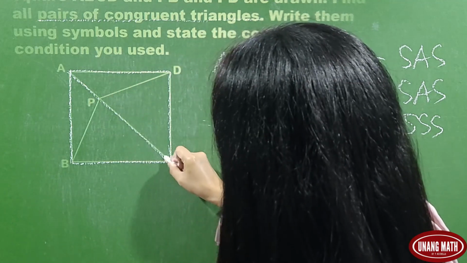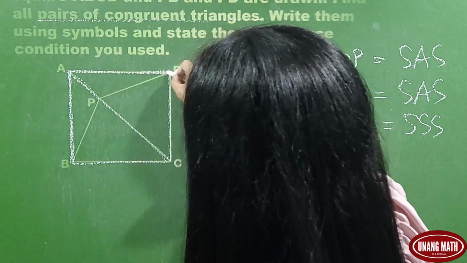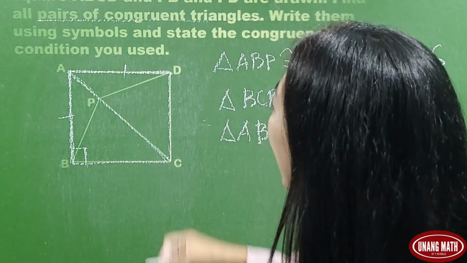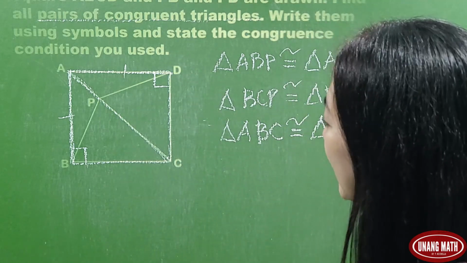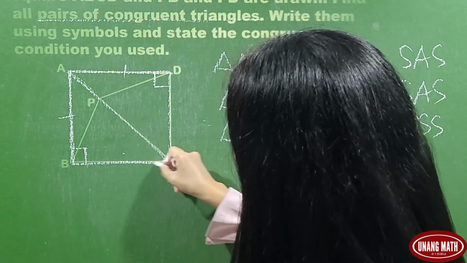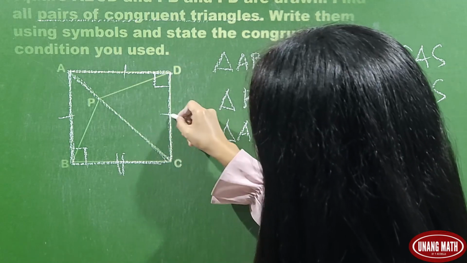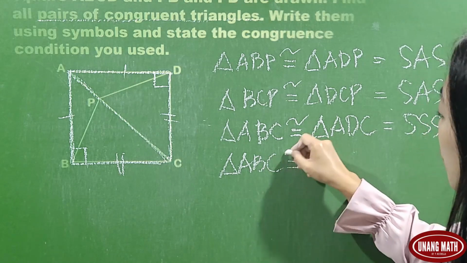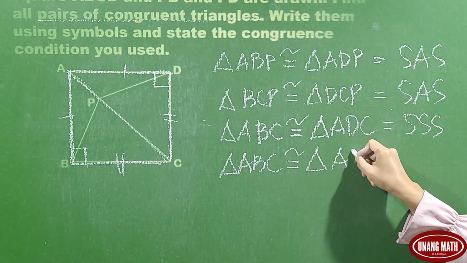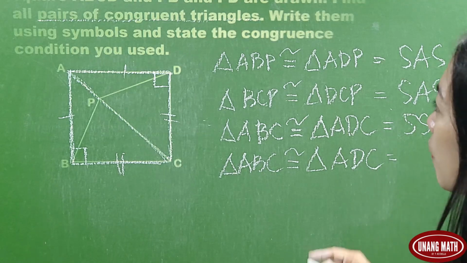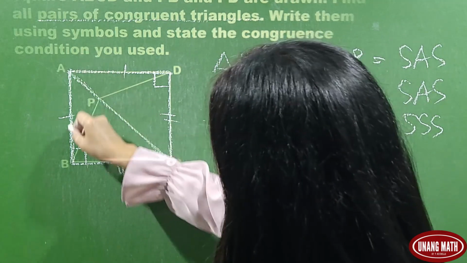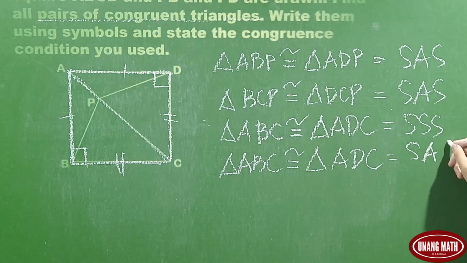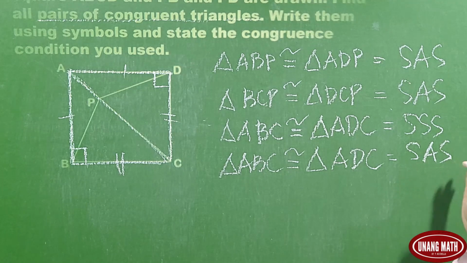Okay, aside from SSS congruence, if we take a look at this one properly, in the same triangles, this side and this side are equal in length. This is a right angle, this is also a right angle. This side is also equal to this side. So we can say that triangle ABC is also congruent to triangle ADC. And what is the congruence condition we use? Side, angle, side. So we have the SAS condition.